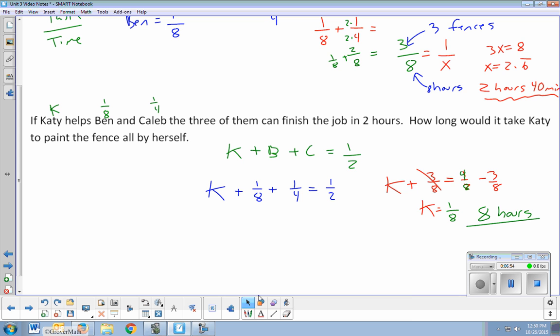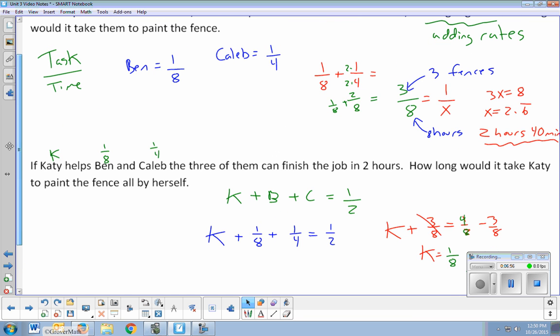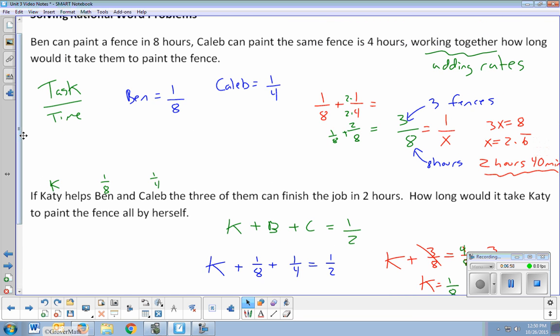Okay, so that's solving rational word problems. Translating them into time, task over time, so you can compare them, because Ben does it in 8 hours, Caleb does it in 4 hours. I need to have a way that I can compare them on the same level, per hour, almost like their speed, their rate. And this way, once they're all represented by rates, you can add and subtract rates together when people work together, or different things like that. And that's usually the best way to solve these.